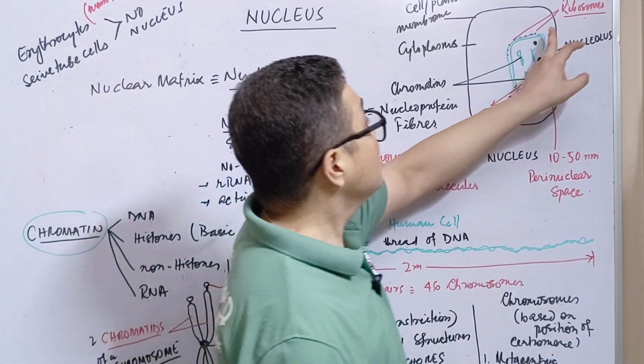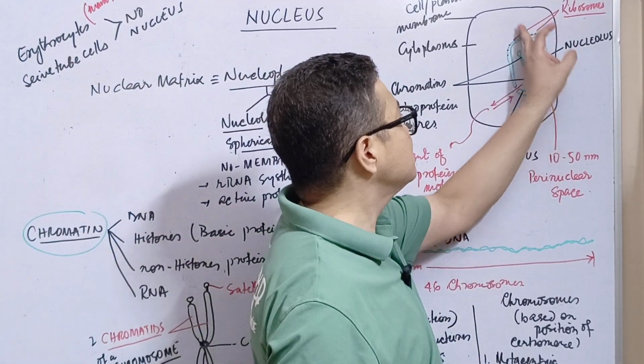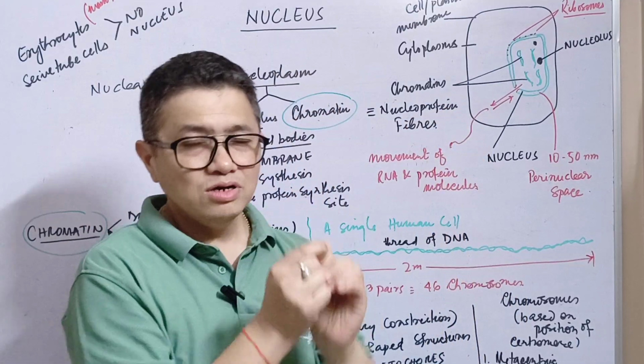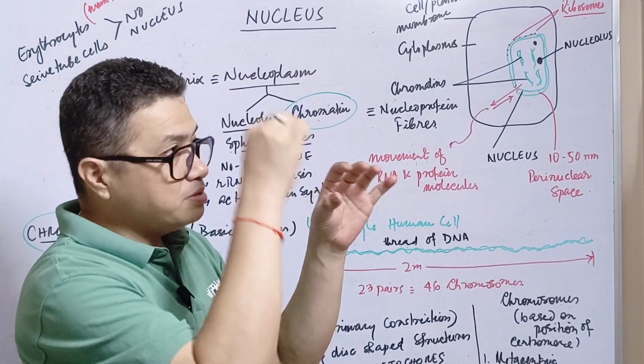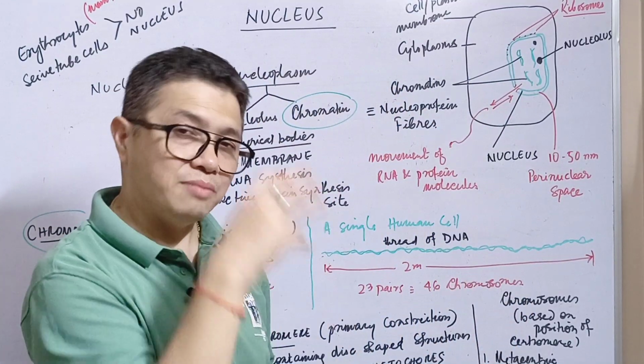Okay, there's one more thing. The outer membrane, the outer nuclear membrane, also contains ribosomes. It is connected to the endoplasmic reticulum. उससे भी connected रहता है और उस endoplasmic reticulum or even on the outer surface, the outer membrane, ribosomes रहता है, right?